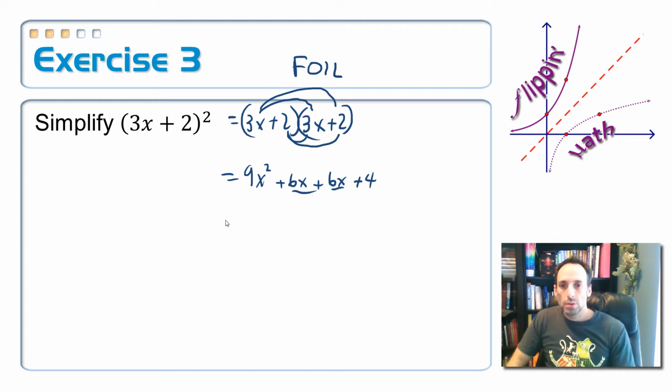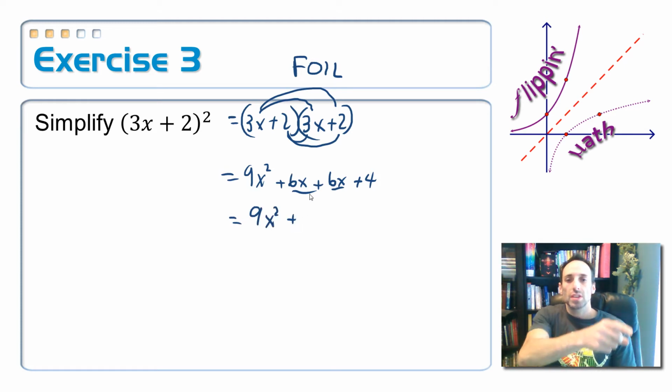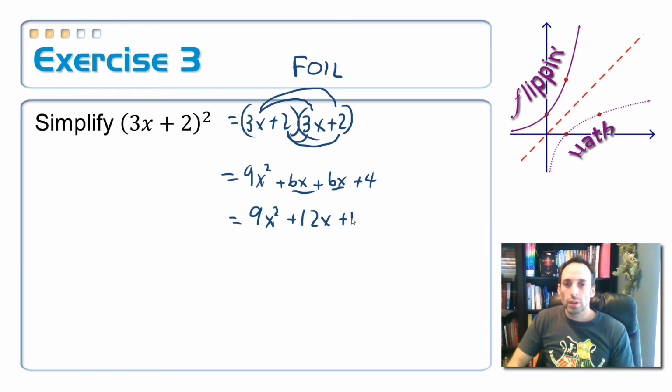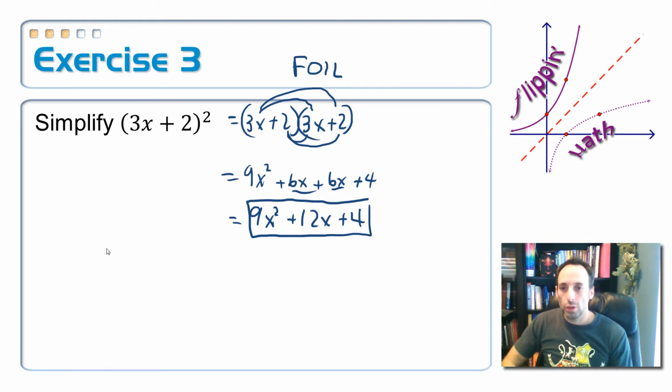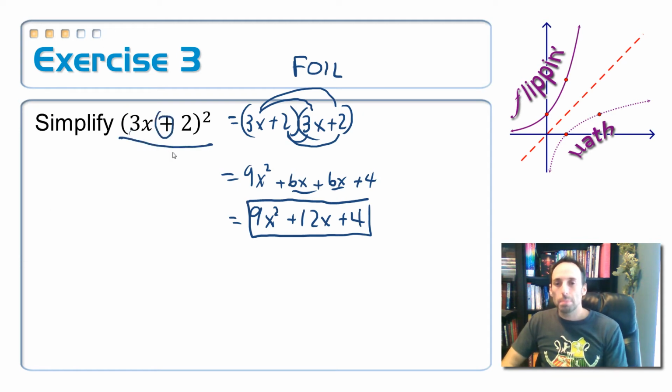You can add up the 2 in the middle and get 9x squared plus 6 plus a 6, 12x plus 4. Okay. I wanted to show you that this is not the same thing as the power property. You cannot use the power property on this expression because there is a plus sign in between the 3x and the 2. The power property doesn't have a plus sign. It's just all multiplication inside there.